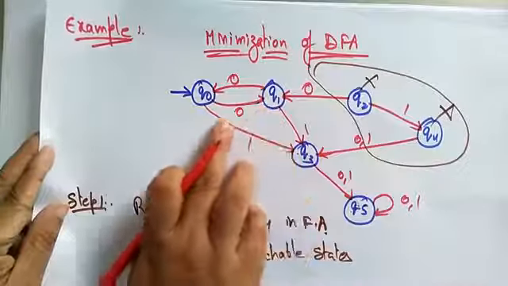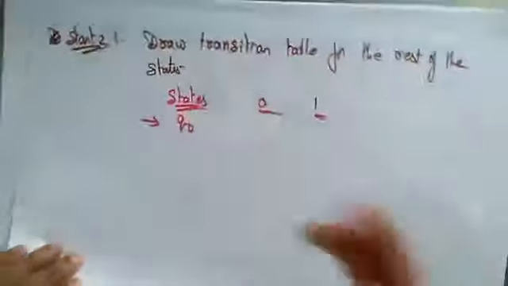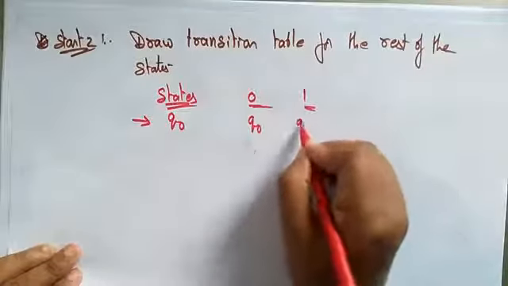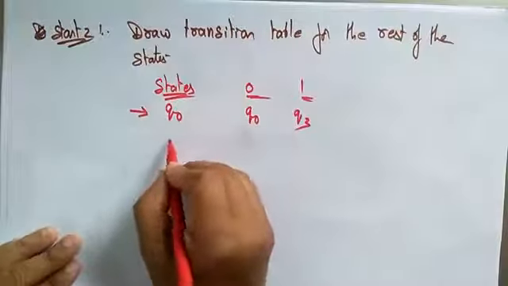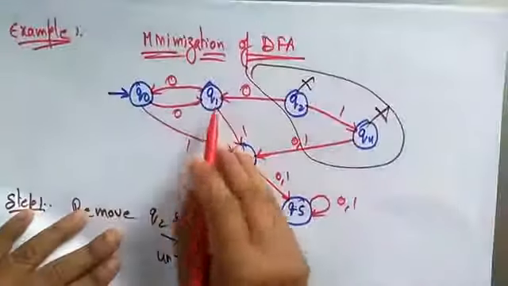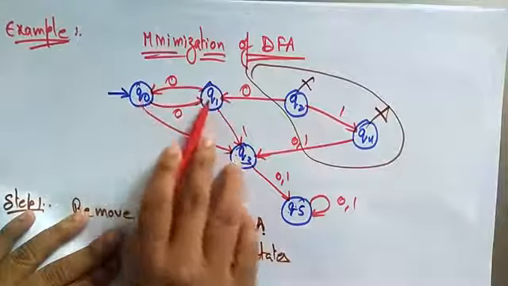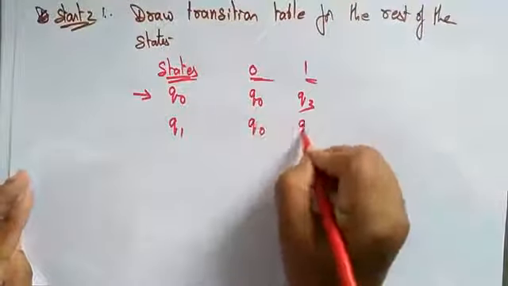Now let me check: Q0 on 0 goes to Q1 and Q0 on 1 goes to Q3. So the next state is Q1: Q1 on 0 goes to Q0 and Q1 on 1 goes to Q3. In the same way I am writing for the remaining states also. Q5 on 0 goes to Q5, and Q5 on 1 goes to Q5 itself. Okay, so now I have constructed the transition table.